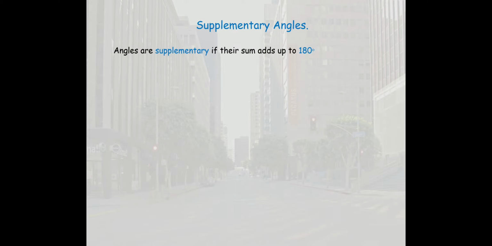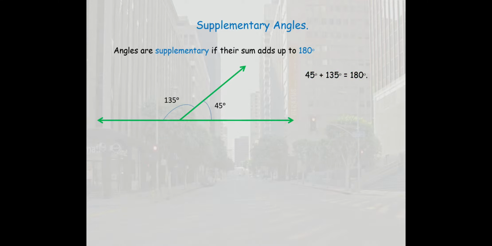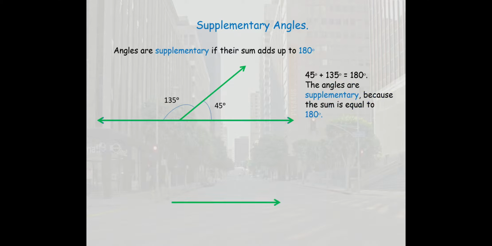Supplementary angles. Angles are supplementary if their sum adds up to 180 degrees, which forms a straight angle. So here we have, this angle is 45 degrees, and this angle is 135 degrees. So 45 plus 135 is 180 degrees. So the angles are supplementary because the sum is equal to 180.